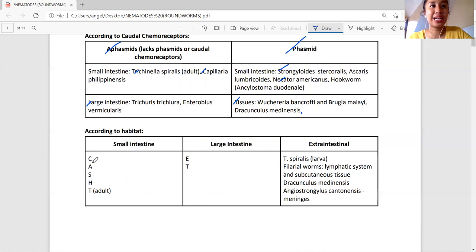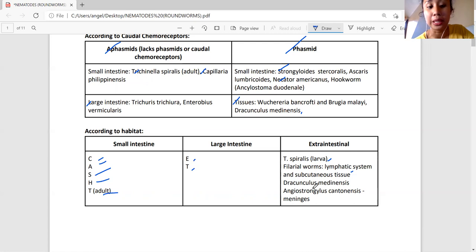So, Capillaria, Ascaris, Strongyloides, hookworm, and Trichinella, small intestine yun, ha? Pag adult, lahat sila, cached. Pag large intestine, Enterobius, and Trichuris. So, Trichinella spiralis sa muscle. Lymphatic worm, filarial worms, lymphatic and subcutaneous tissue. Dracunculus medinensis, tissue rin.